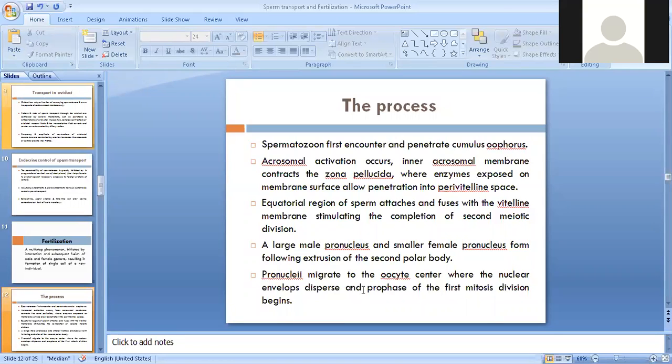The male pronucleus and female pronucleus come close and fuse together. They have nuclear envelopes outside them. Once they come close, the nuclear envelopes disperse, the two pronuclei are combined, and the prophase of the first mitotic division starts.